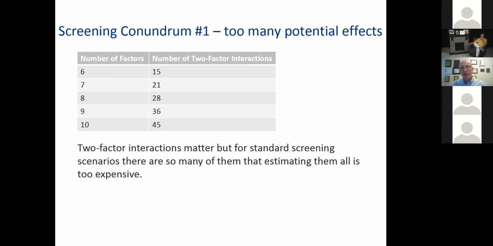Another problem with all screening designs is that as the number of factors grows, the number of two-factor interactions grows as the square of the number of factors. So with 6 factors, there are only 15 two-factor interactions, so that's only 21 effects in all. But when you get up to 10 factors, you have 45 two-factor interactions. That's 55 unknown terms, which might be important. That's starting to get scary.